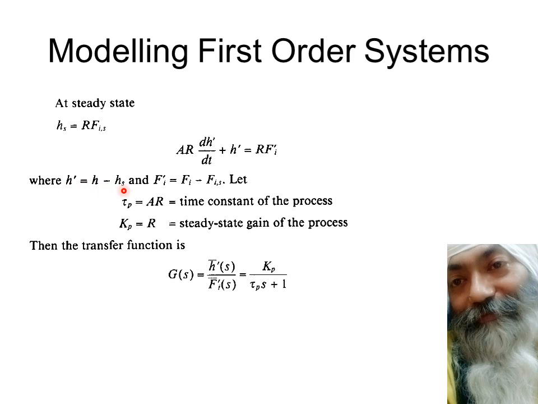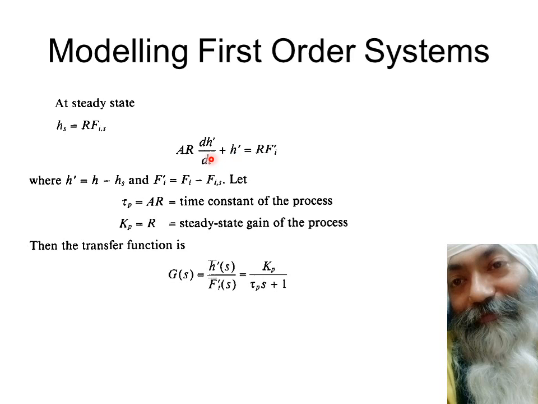We take all these things simply to make these zero at time t equal to 0, when we bring about the change at steady state in the forcing function. So that's the point where we take h dash to be equal to 0 and Fi dash to be equal to 0. And of course, as I had in my mind, this AR I'll be taking as tau p and this R I'll be taking as kp. So this entire thing will become tau p into dh dash upon dt plus h dash is equal to kp times Fi dash.